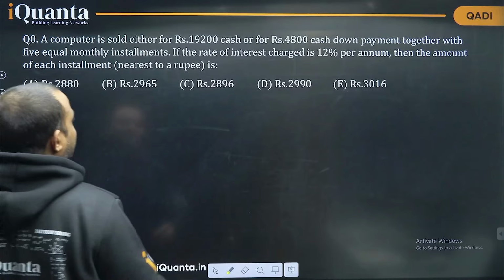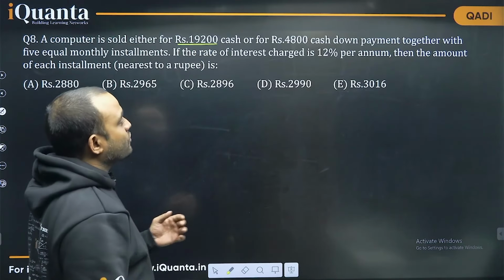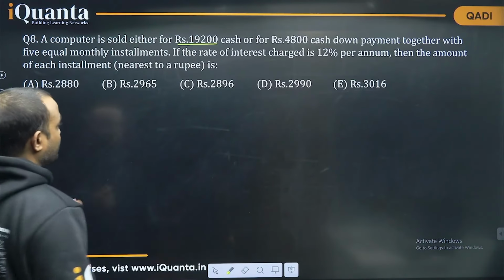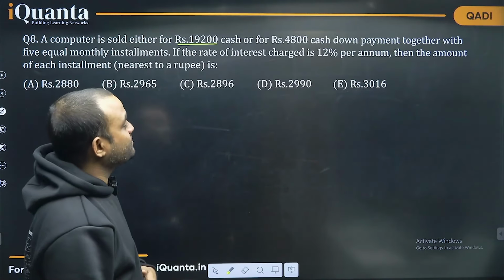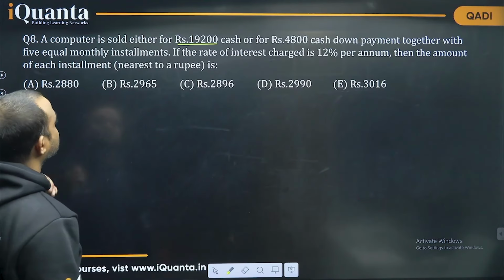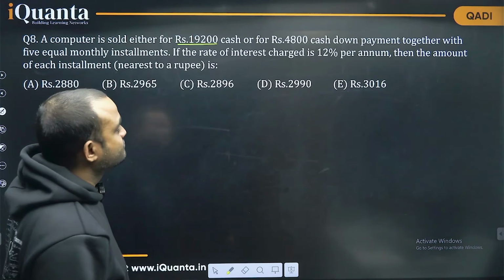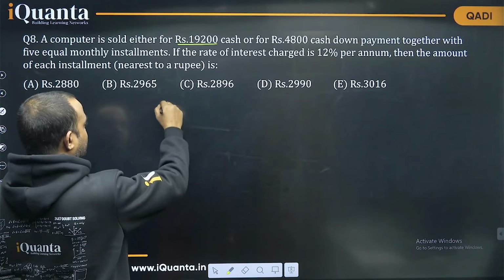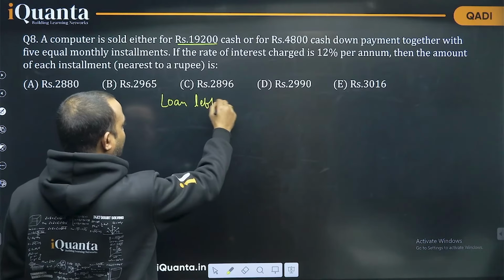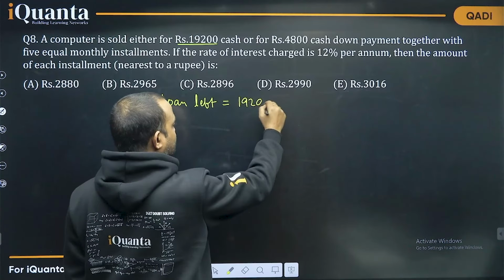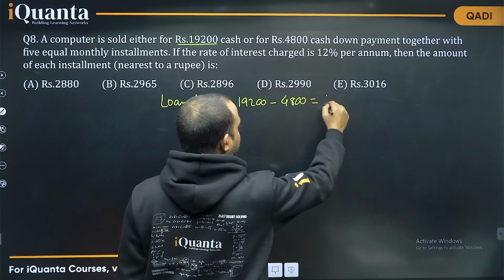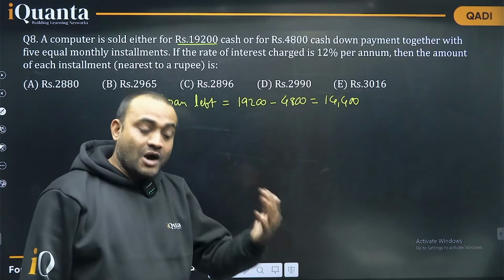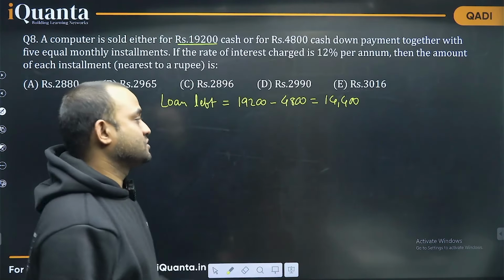A computer is sold either for 19,200 rupees cash or for 4,800 rupees cash down payment together with 5 equal monthly installments. If the rate of interest charged is 12% per annum, then the amount of each installment nearest to a rupee is. So what do we do here is, total loan that will be left after the down payment is 19,200 minus 4,800, which is 14,400, right? This 14,400 will be paid after 5 months in total. There will be 5 equal installments.